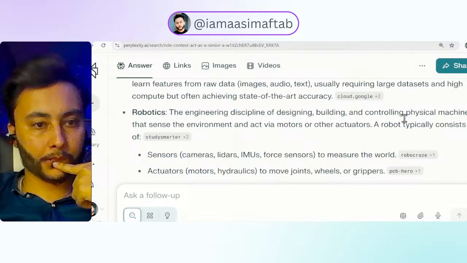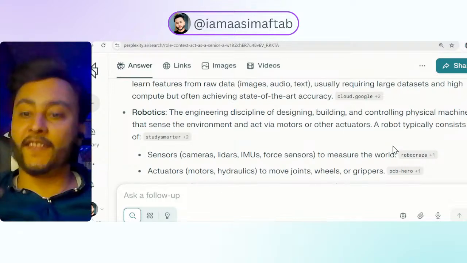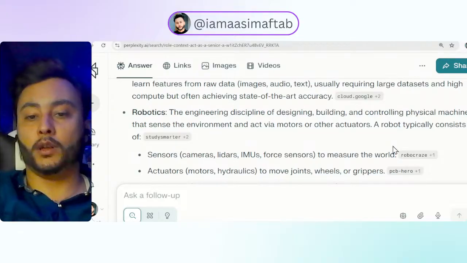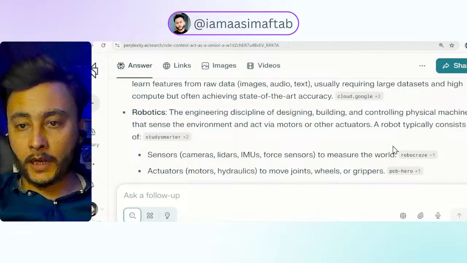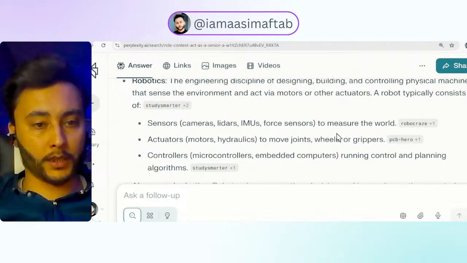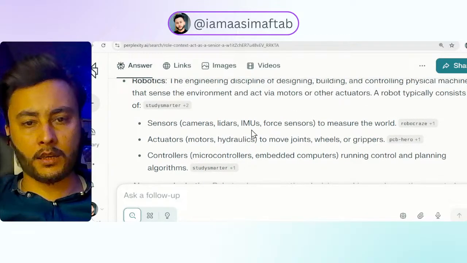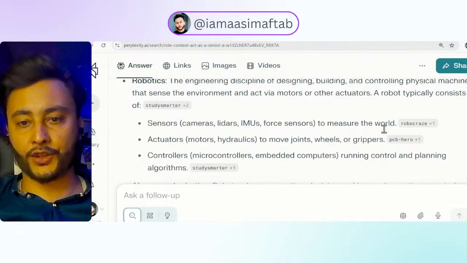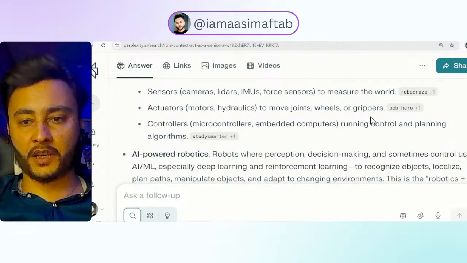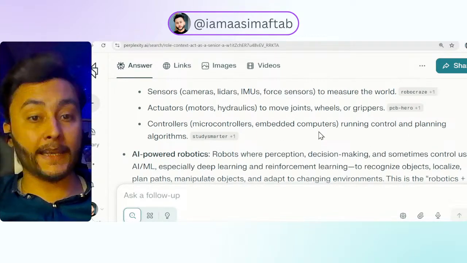Okay, robotics. The engineering discipline of designing, building, and controlling physical machines that sense the environment and act via motors or other actuators. A robot typically consists of these things: sensors, actuators, controllers. Let's read about sensors: cameras, lidars, IMUs, force sensors to measure the world. Actuators: motors, hydraulics to move joints, wheels, or grippers. Controllers: microcontrollers, embedded computers running control and planning algorithms.